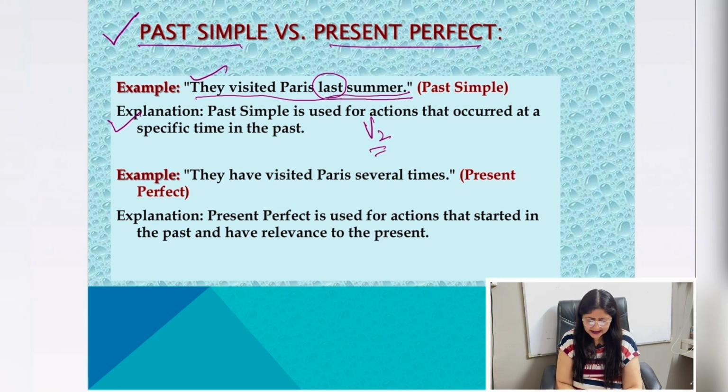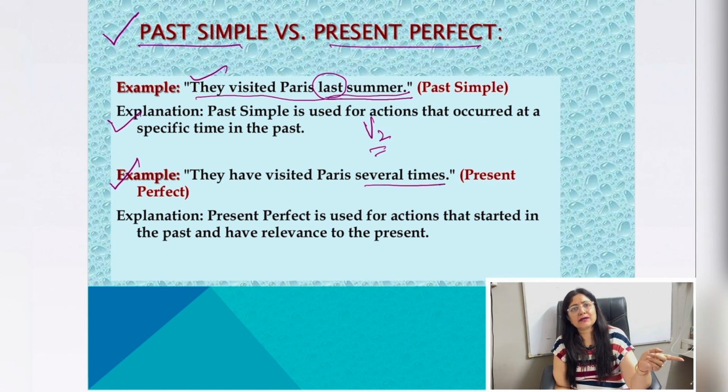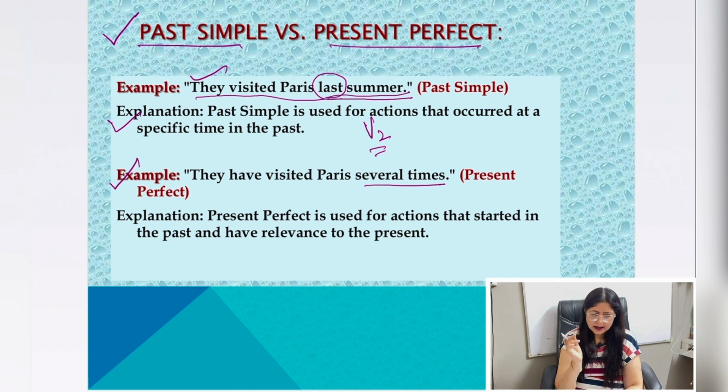But looking at this example, they have visited Paris several times, means they have done this action several times, but there is no specified time, and this can continue again. They can visit today, tomorrow, or like after a week or say a month. So no specific time is there. In that case, it is relevant, like there are chances they may visit again. So we'll be making use of what? Present perfect tense.